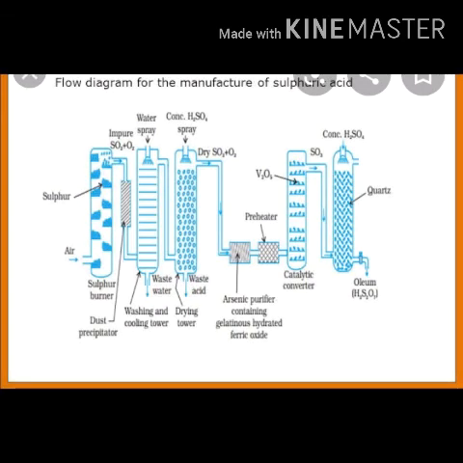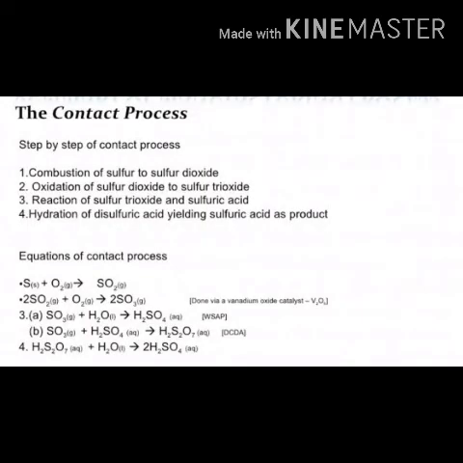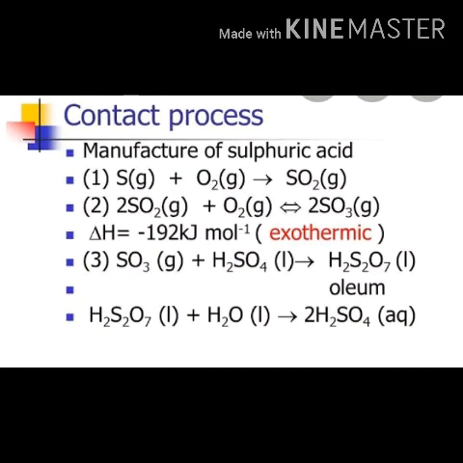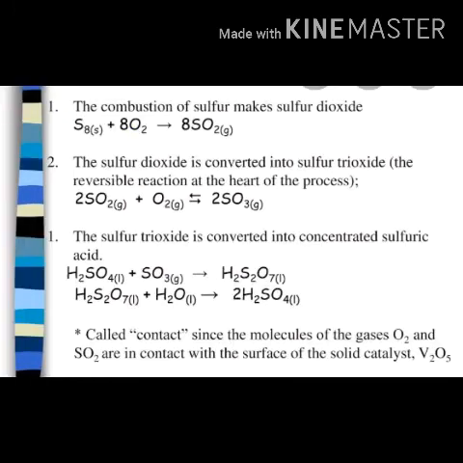So SO3 + H2SO4 changes into H2S2O7. When it reacts with H2O, then we get 2H2SO4. So these are the different consequences of production of sulfuric acid in contact process. So today up to that, next we will start with another topic.